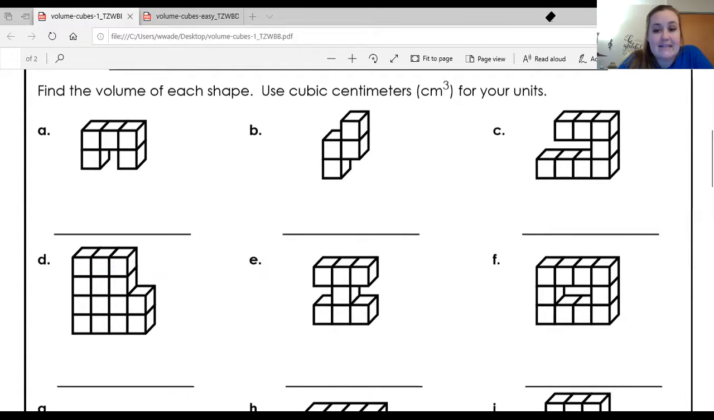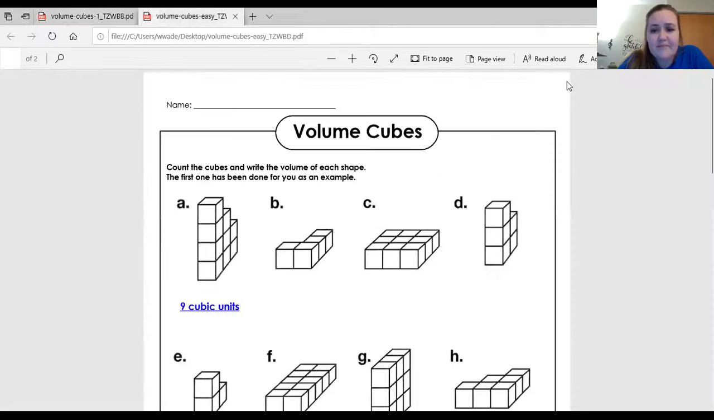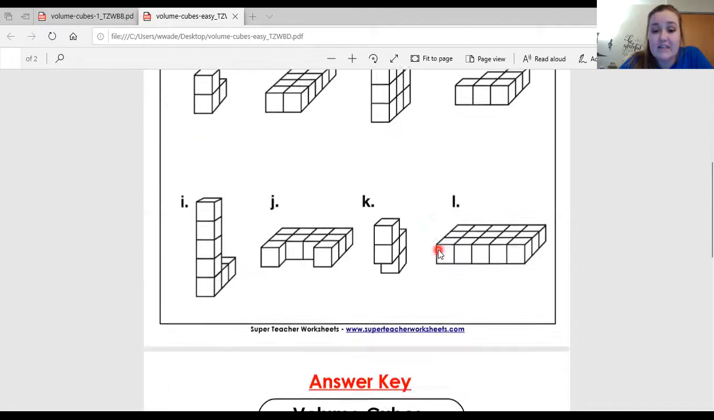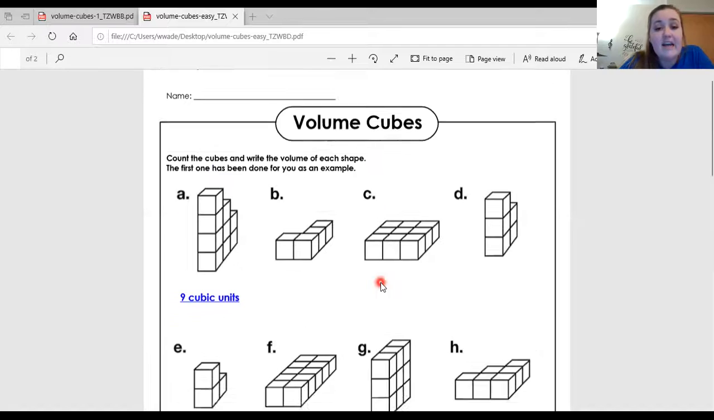Okay, let's look at the back side of your homework. So just a little different. If you notice, the first one's done for you. This one, they're just measuring in cubic units. So they didn't give you centimeters, inches, feet, yards, nothing. So here you're just going to go through and count. So here they went 1, 2, 3, 4, 5, 6, 7, 8, 9. You're going to do that for the rest of these and find the cubic centimeters.